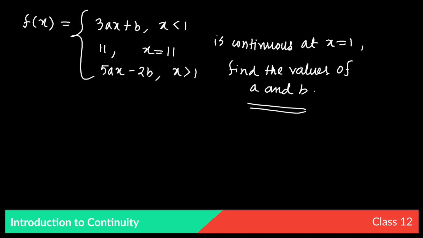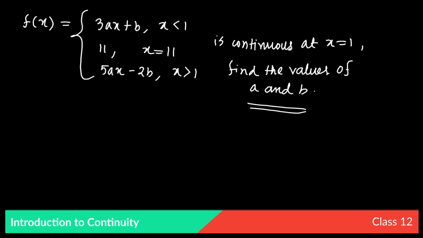It is given that f(x) equals 3ax plus b when x is less than 1, 11 when x equals 1, and 5ax minus 2b when x is greater than 1. It is continuous at x equals 1. Then we have to find the values of a and b. I am doing one example for you so that you are clear about the concept of continuity. In the next class, we will do some more important problems.